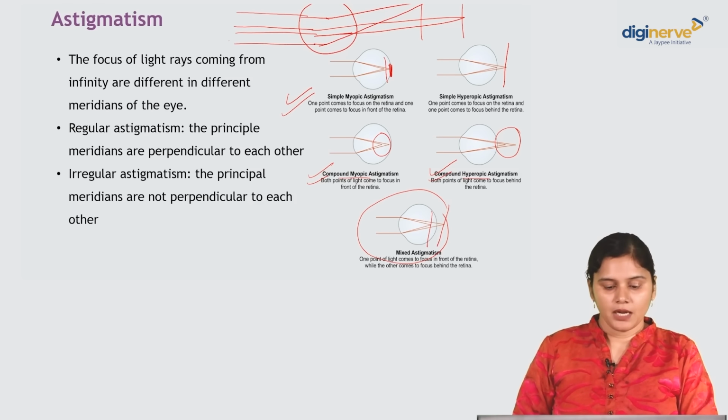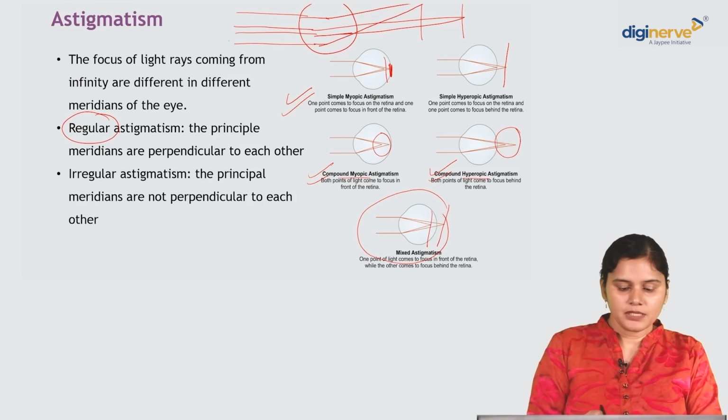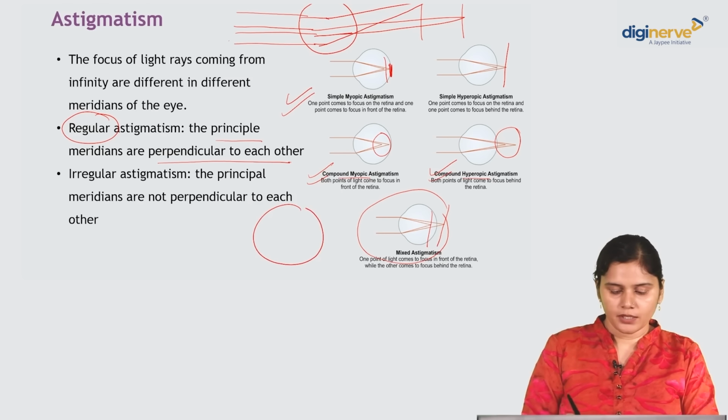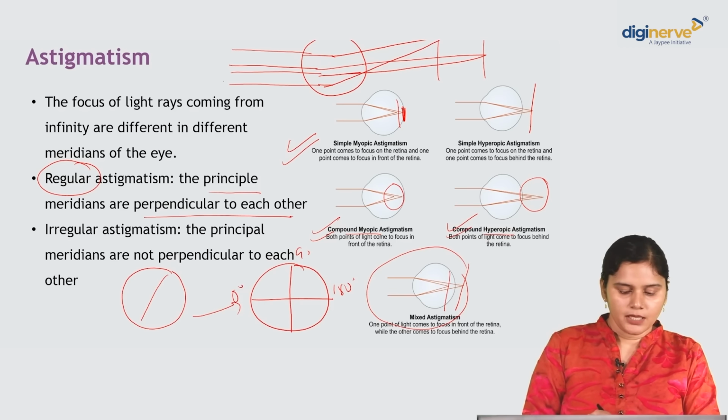It is called mixed astigmatism when one meridian is focusing in front of the retina and the other one is focusing behind the retina. It is called regular astigmatism when the principal meridians are perpendicular to each other, which means that on the cornea, one meridian is say at 90 degrees and the other one is at 180 degrees or 0 degrees. This is regular astigmatism. Irregular astigmatism is when both the meridians are not perpendicular to each other.